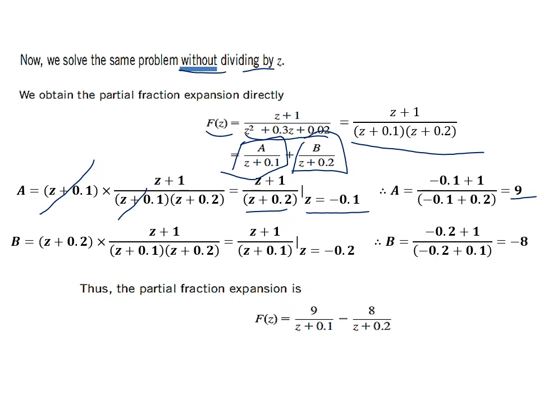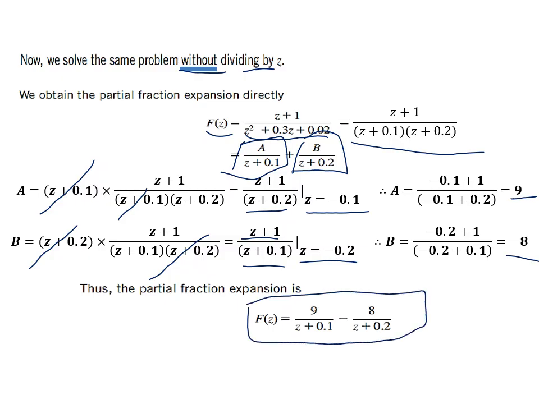And for b, for the second partial fraction, we multiply the function by z plus 0.2. Then z plus 0.2 is cancelled with z plus 0.2. We have (z plus 1) divided by (z plus 0.1). We substitute at z equals negative 0.2. We have negative 0.2 plus 1 divided by negative 0.2 plus 0.1. We have 0.8 divided by negative 0.1, which is equal to negative 8. Then f of z equals 9 divided by z plus 0.1 minus 8 divided by z plus 0.2.